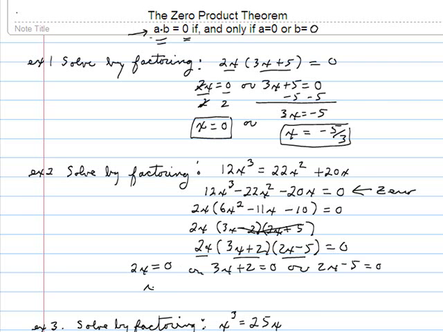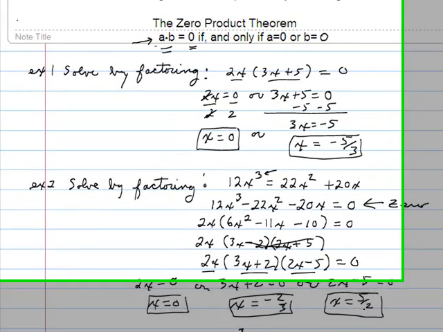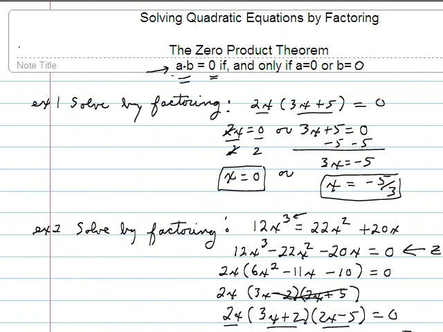And if 2x equals 0, then x equals 0, and there's one solution. If 3x plus 2 is 0, move the 2 to the other side, and you get x equals negative 2/3. And if 2x minus 5 is 0, move the 5 to the other side, and you get x is equal to 5/2. Now, just as an aside, note when the highest degree term had power 3, I had 3 answers. When the highest degree term here, which would be 6x squared, had power 2, I had 2 answers. One answer for each factor.